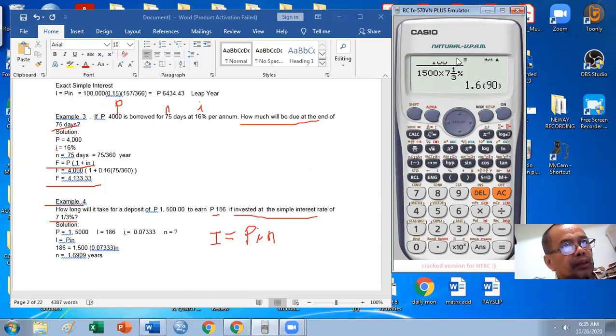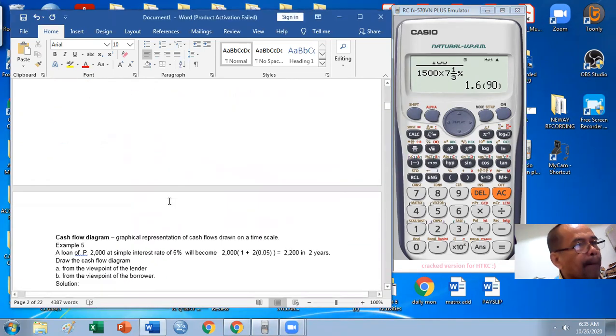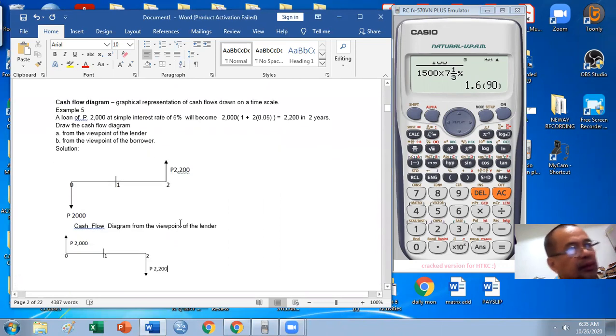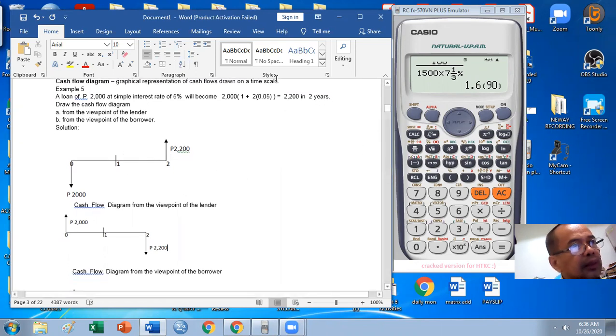Okay, next. Now, this is the concept of the cash flow diagram. This is a graphical representation of cash flows drawn on a time scale. There are two viewpoints here: the viewpoint of the lender and the viewpoint of the borrower.